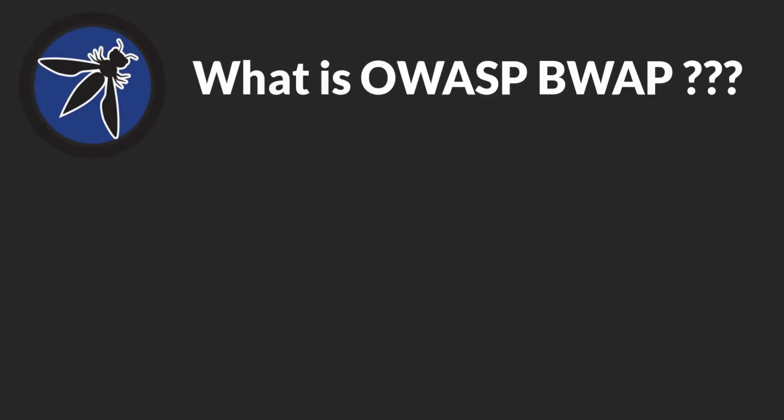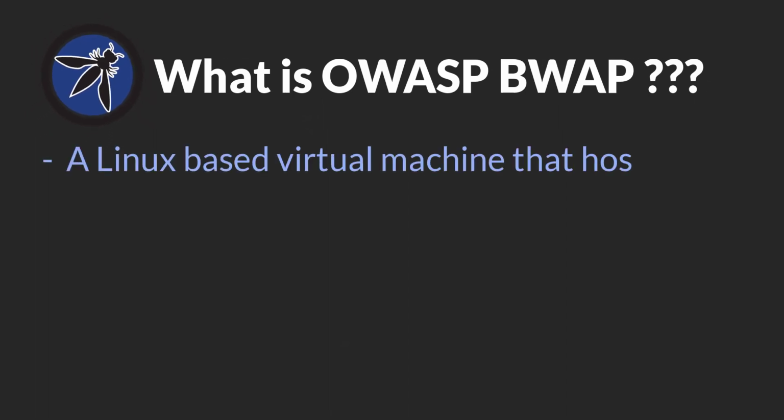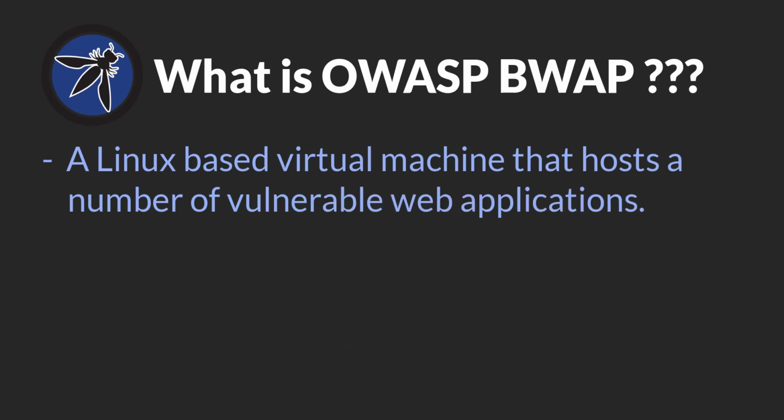Before actually looking at how to install the OWASP Broken Web Application, let's learn what it is and why you may want to install and run it on your computer. Let's begin with what is OWASP Broken Web Application. Well, OWASP BWA is a Linux-based virtual machine that hosts a number of vulnerable web applications.